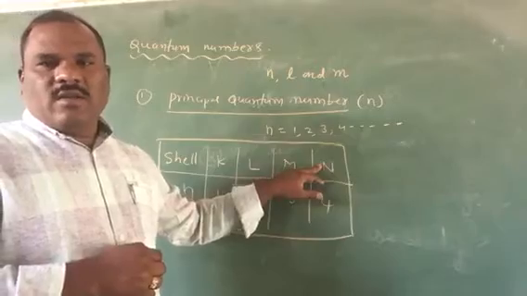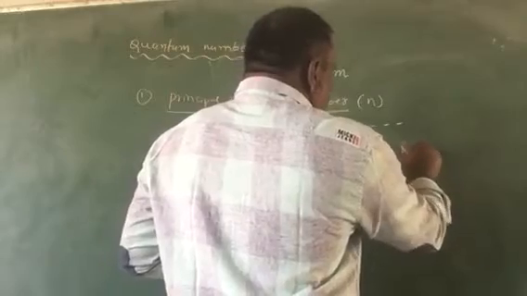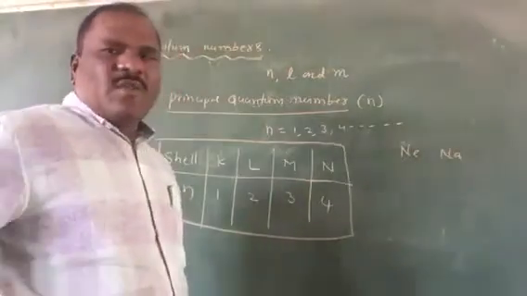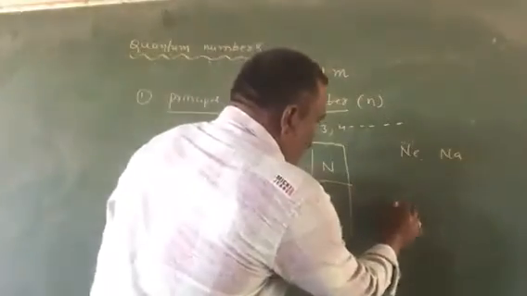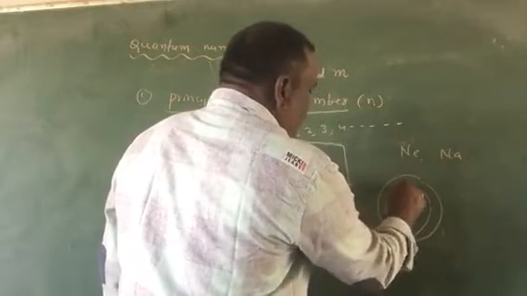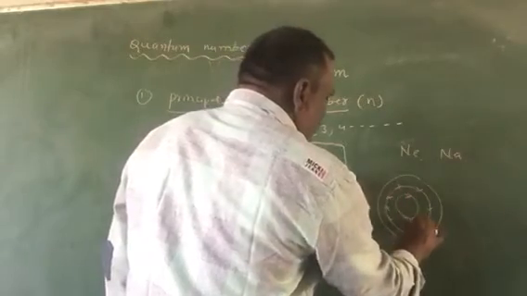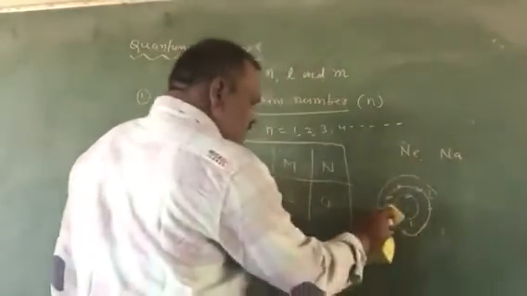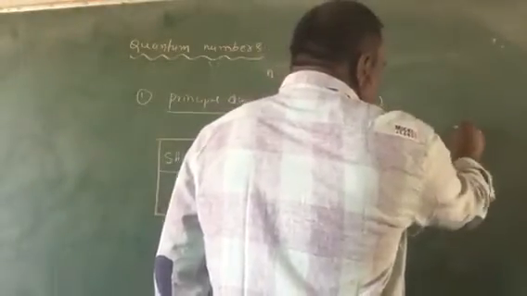Understand, children? I will give you one example. Take neon and sodium. If you write the electronic configuration of neon by representing the shells, there is the nucleus, then the K shell and L shell. There are 2 electrons in the K shell and 8 electrons in the L shell. So neon has only K and L shells. Neon is atomic number 10, and sodium is atomic number 11.